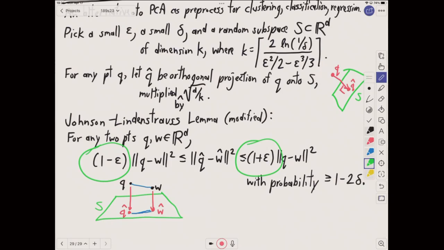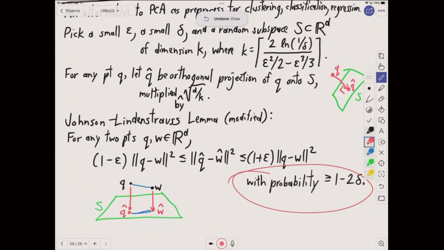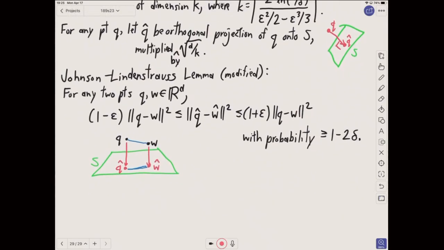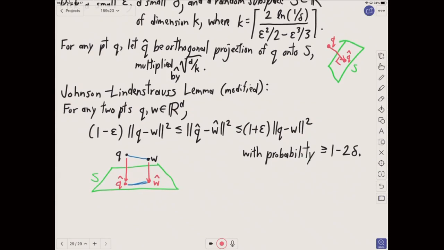Now, unfortunately, it's not 100% guaranteed that you will always get a good approximation to the length, which is why we have this extra statement on the end with probability 1 minus 2 delta. The idea is you want to pick delta to be small, and so the probability of success is very high. We try to get that number very close to 1.